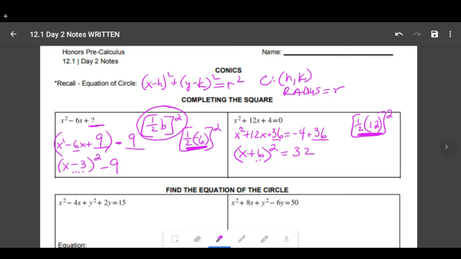Now, if it just said complete the square, you are done right here because technically we did complete the square. But I have a feeling they're going to want you to go a little further, and they're going to say solve by completing the square. So let's review that concept here. Make sure you read the directions carefully.